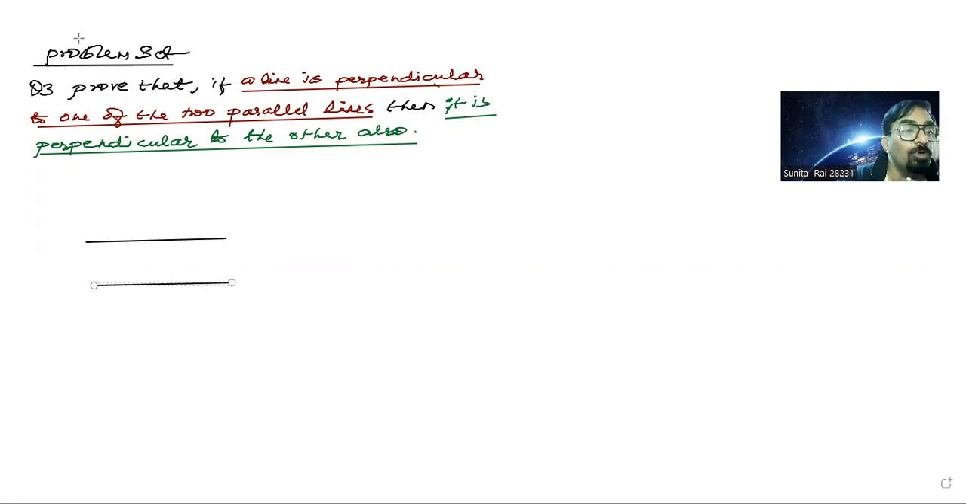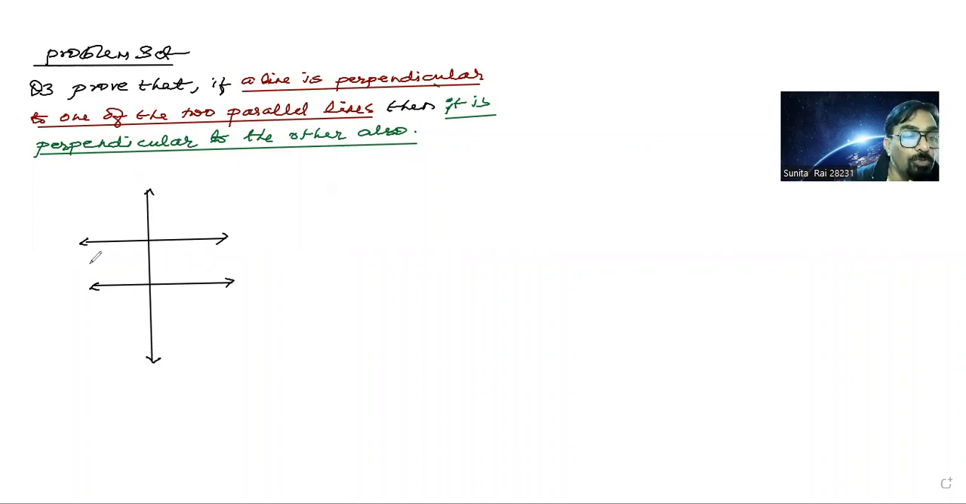ओके, अभी सेकेंड स्टेप, सेकेंड क्या रहनी चाहिए? लाइन इज ड्रॉन परपेंडिकुलर टू वन ऑफ द टू पैरेलल लाइन. मतलब पहला स्टेप में पैरेलल लाइन रहनी चाहिए. सेकेंड स्टेप, लाइन इज ड्रॉन परपेंडिकुलर टू वन ऑफ द टू पैरेलल लाइन. कैन यू सी? आई ड्रॉ अ लाइन. ओके, and this line is perpendicular to one of the two parallel lines.